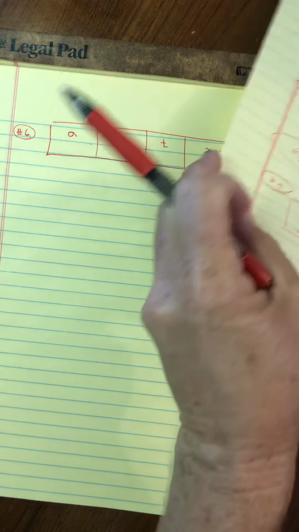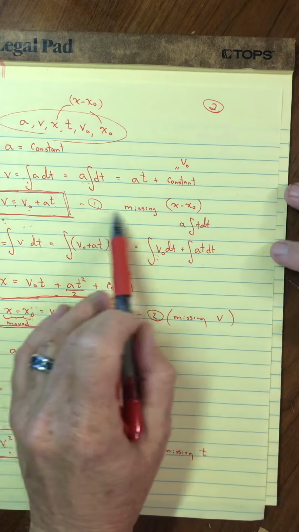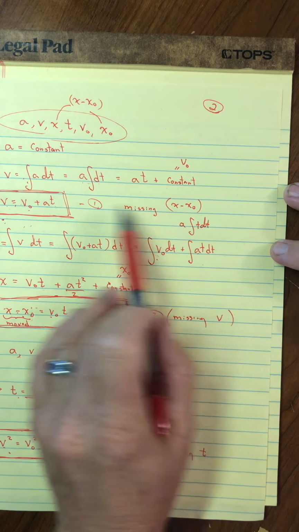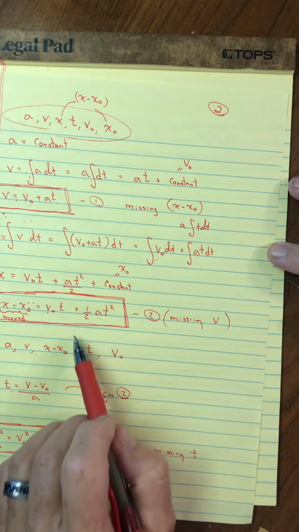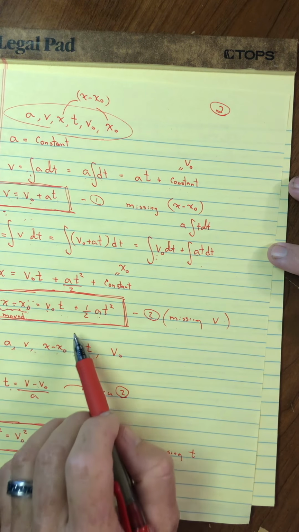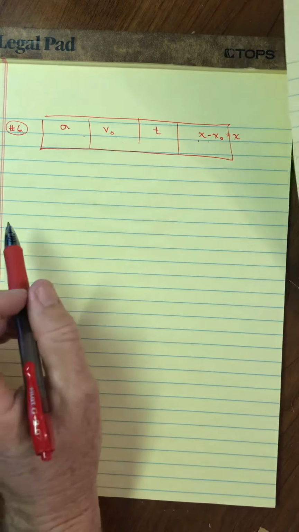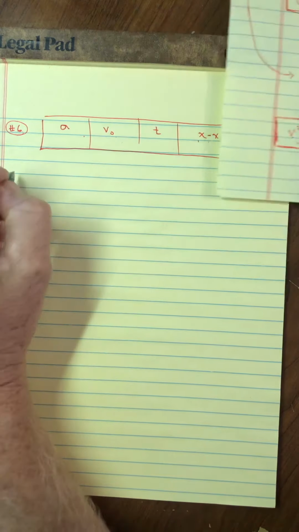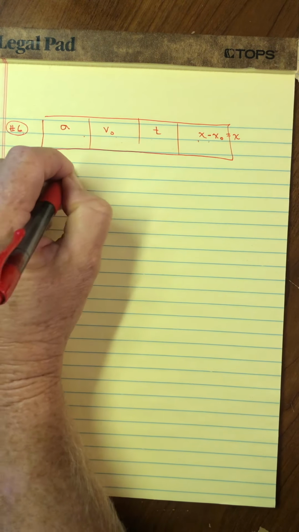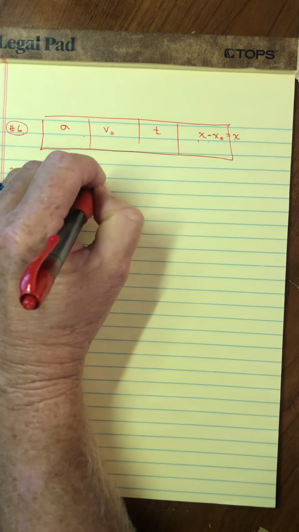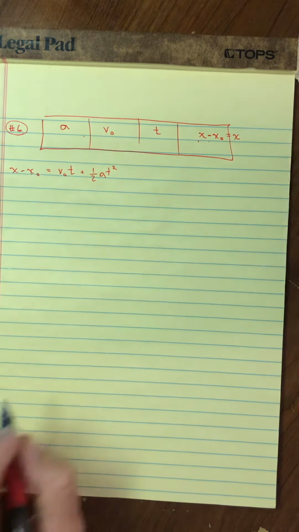If I scan my equations again, equation 1, position is missing. That's not it. Equation 2, final velocity is missing. That's it. This is the one I want. That's the one missing, so I'm going to write that one down. Distance traveled is equal to initial velocity times time plus 1/2 at squared.